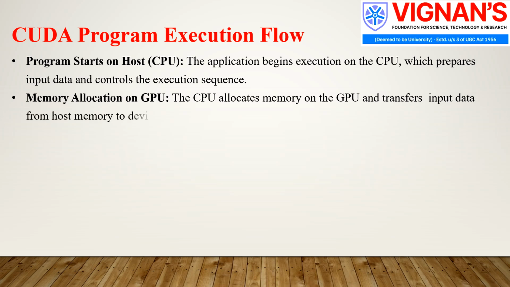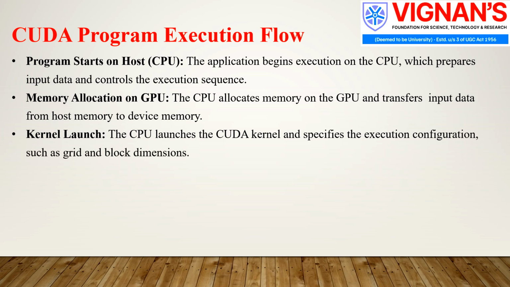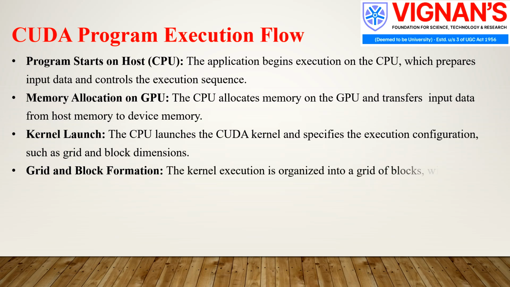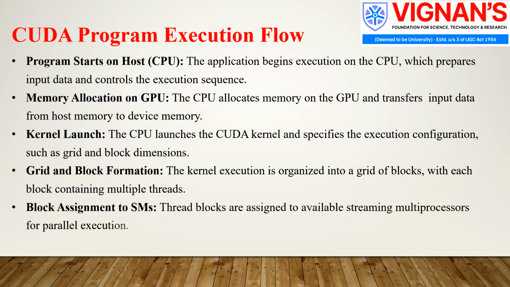After memory allocation, the CPU launches the CUDA kernel. During the kernel launch, the execution configuration is specified, including grid and block dimensions. The kernel execution is then organized into a grid of blocks. Each block consists of multiple threads that execute in parallel. Finally, thread blocks are assigned to available streaming multiprocessors. These SMs execute the blocks in parallel to achieve high performance.